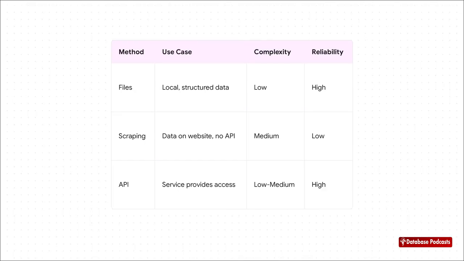So here it is, your decision-making cheat sheet. If the data is in a local file, great, that's low complexity, high reliability. If it's on a website that doesn't have an API, okay, you can scrape it, but just be ready for your code to break down the road. But if that service offers an API, that's your best bet. Use it. It is almost always the most reliable and robust choice you can make.